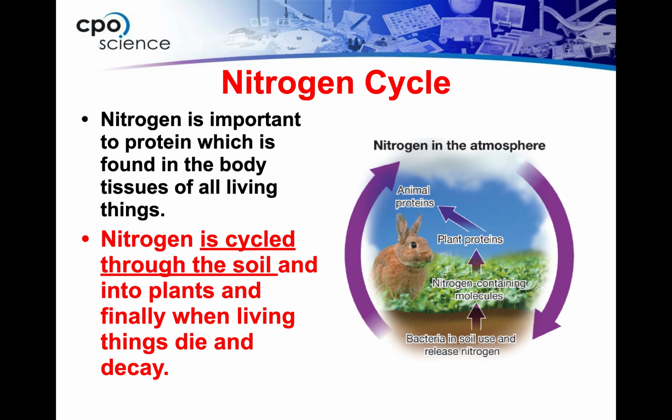Just like water goes through a cycle, nitrogen also goes through a cycle. Nitrogen is cycled through the soil and into plants, and finally when living things die and decay. So when you see what's going on in the picture here, plants have bacteria in their roots in the soil that we call fixed nitrogen. It takes the nitrogen up, and then either an animal eats the plant and you eat the animal, or you eat the plant. So we get our nitrogen from eating. That's how we get our proteins.